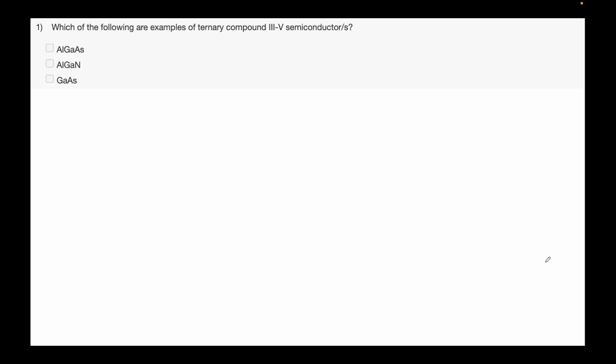Why I revised it, because we are going to invoke many of the principles like built-in potential, like band gap, and the Fermi levels, and all those concepts. In fact, different concepts from multiple lectures will be invoked, because we are now moving into a different regime of semiconductor devices, which are referred to as the compound semiconductors. Okay, so the first question asked is: which of the following are the examples of ternary compound 3-5 semiconductors?